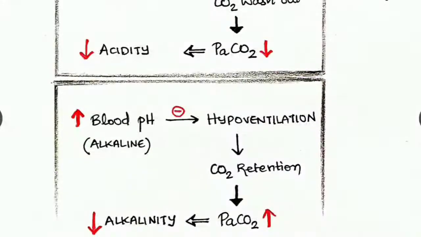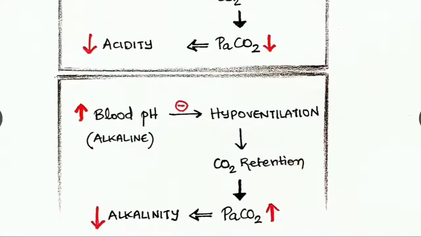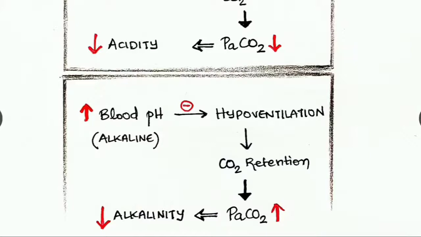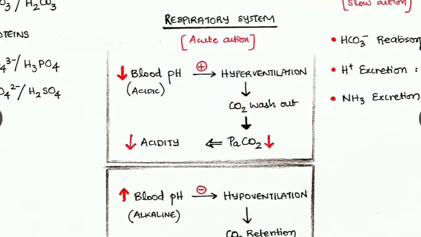Then what happens if the blood pH is higher, that is when the blood is alkaline in nature? It in turn inhibits the respiratory centers, causing hypoventilation, reducing the frequency and depth of respiration, and this causes carbon dioxide retention. As a result, the partial pressure of carbon dioxide increases. Carbon dioxide is acidic in nature. As this carbon dioxide accumulates, the alkalinity decreases, or it becomes more acidic. And this is the mechanism involved in the respiratory system.